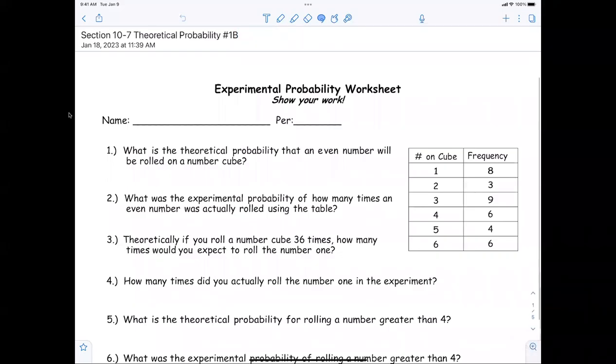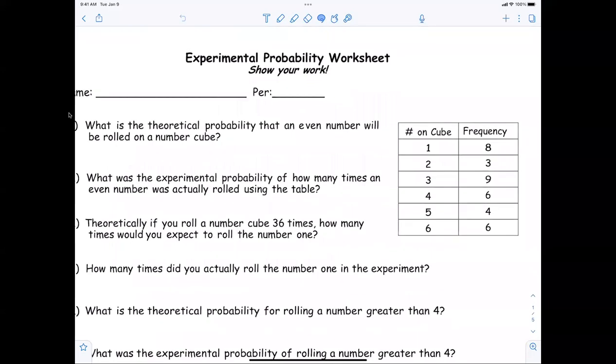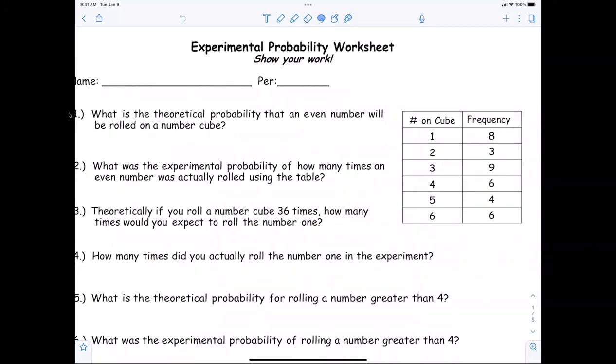Okay, so again, what is the theoretical probability that an even number will be rolled on a number cube? Now hold up for a second. Number cube is just the dice, correct? It's got the numbers 1 through 6 on it, right?